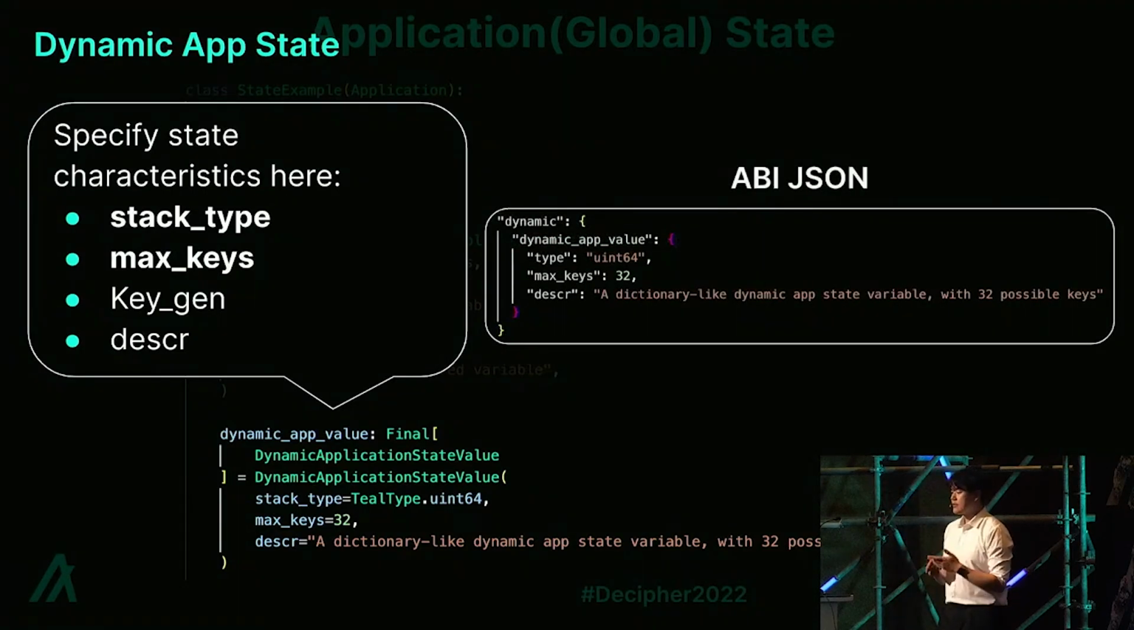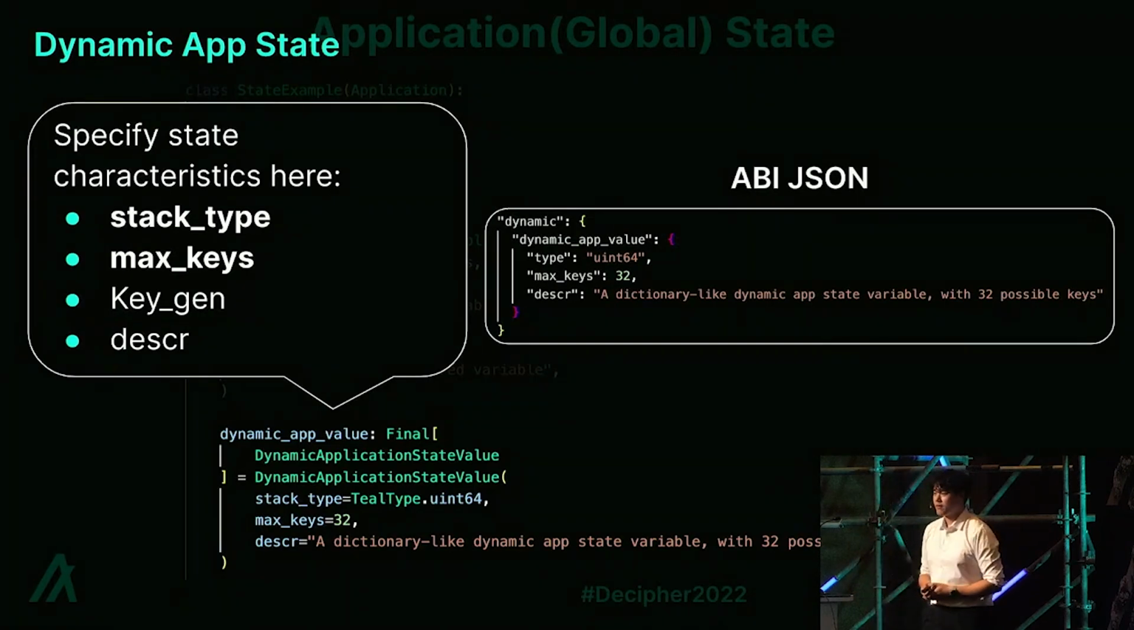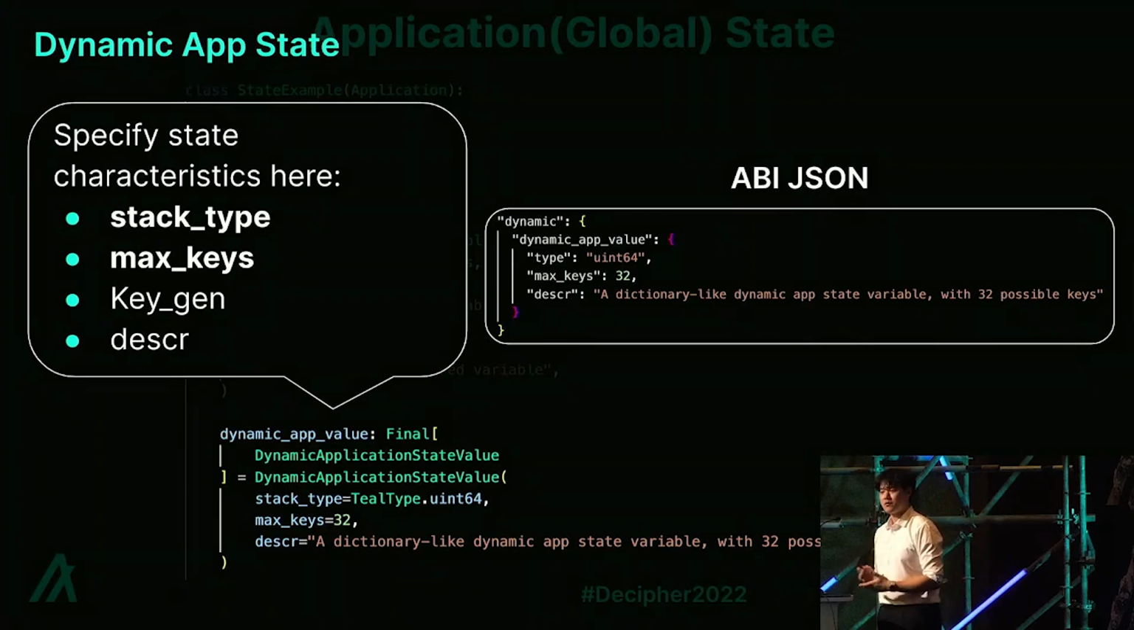Same story here. This is exposed to the ABI. All the information and characteristics are exposed, and it will just be easier for the front end to know how to interact with this state.